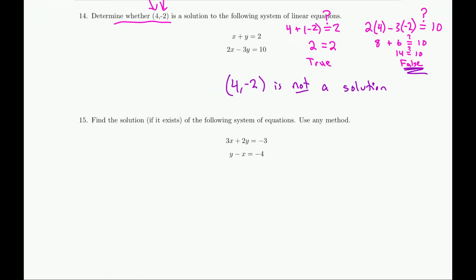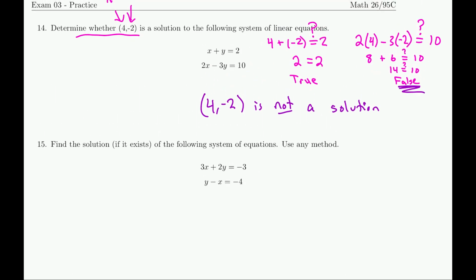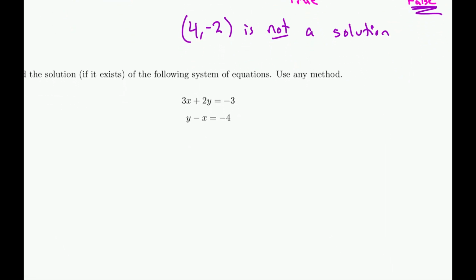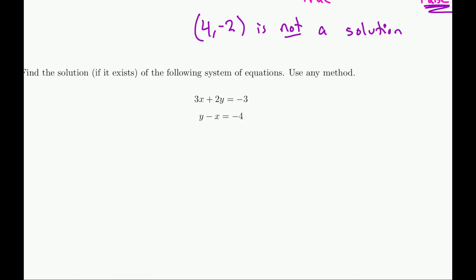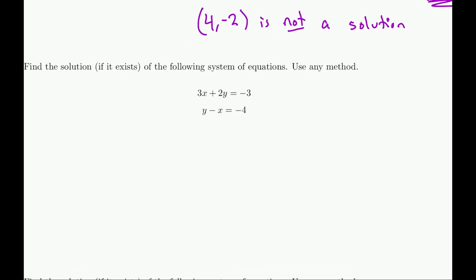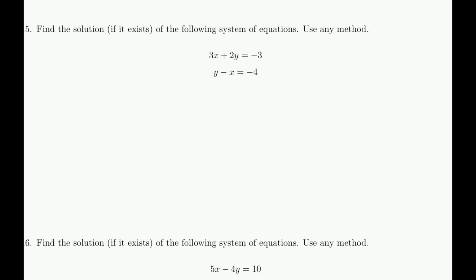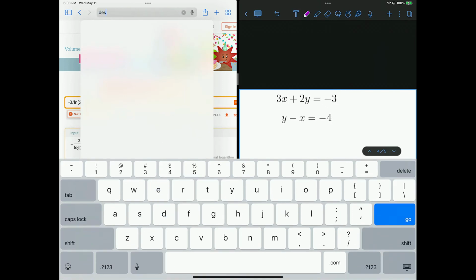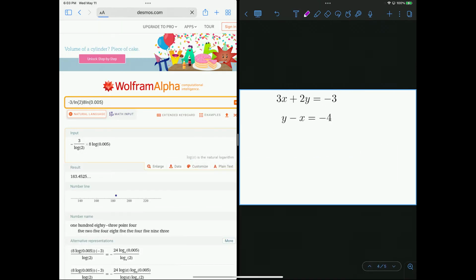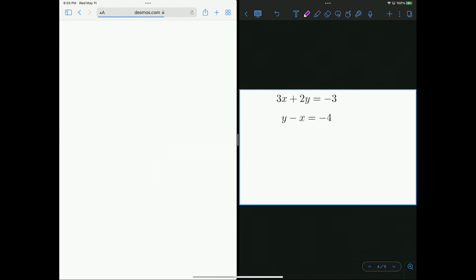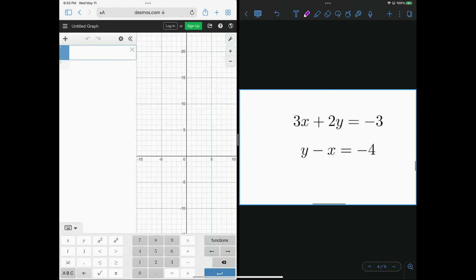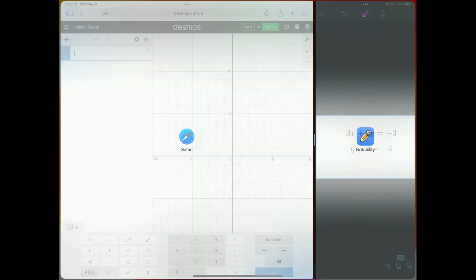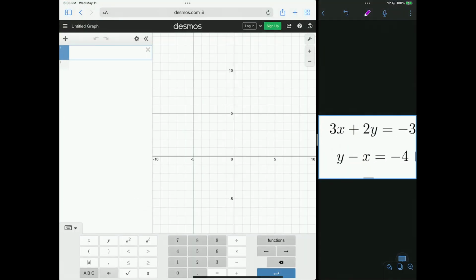It's not that hard. A little bit more work is going to be solving these. So I say find the solution if it exists. Use any method. Probably going to use a couple different methods on these. For starters, we could use graphing. So if I open up a web browser here, and let's just go over to desmos.com, graphing calculator. If I want to graph these, that's not that hard to do.